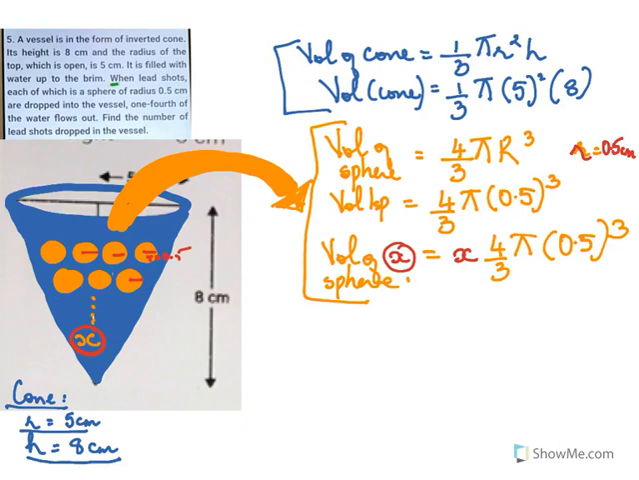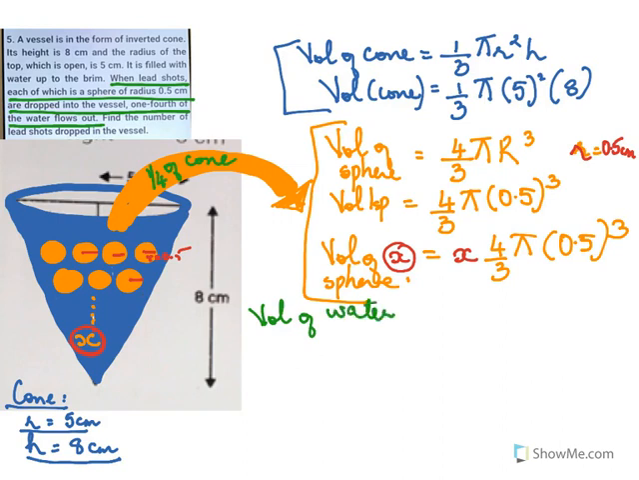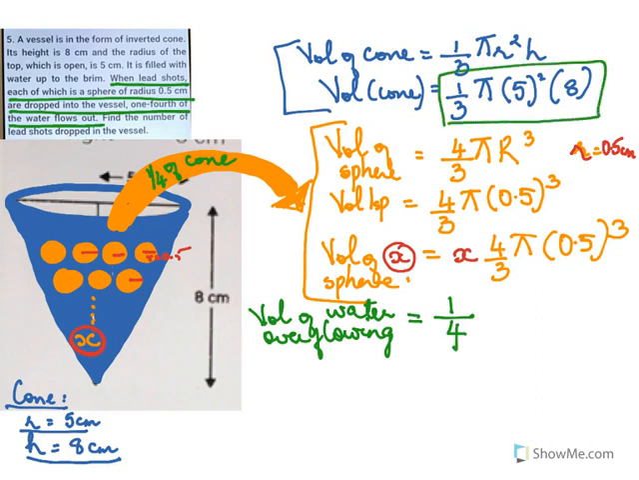Here they say, when the lead shots, each of the sphere, are dropped into the vessel, 1/4 of the water flows out. So the water that is flowing out here, this water that is coming out here, is 1/4 of the cone. So volume of water overflowing. Why has the water overflown? Because you put the lead shots. Is 1/4 of the cone. Volume of the cone is here. So it's 1/4 volume of cone. That's what they have told us. So that is 1/4 into volume of cone.